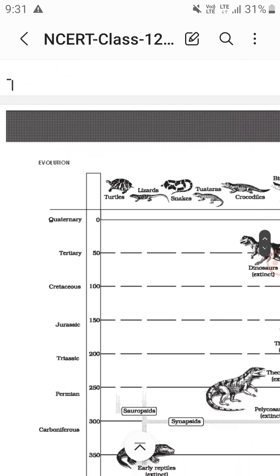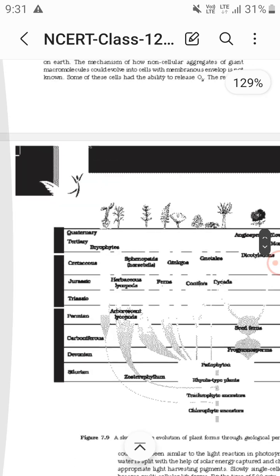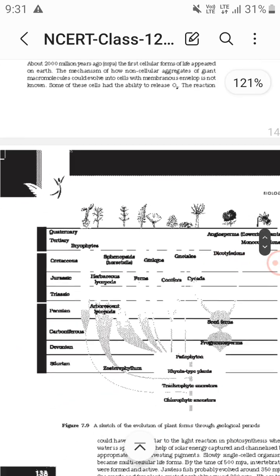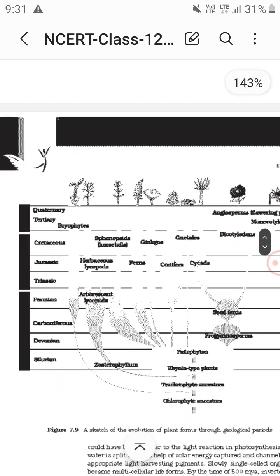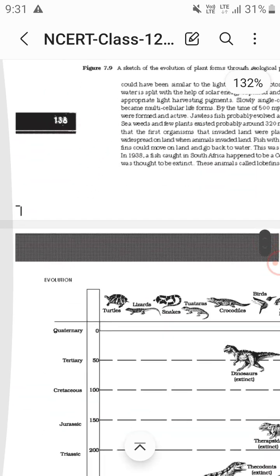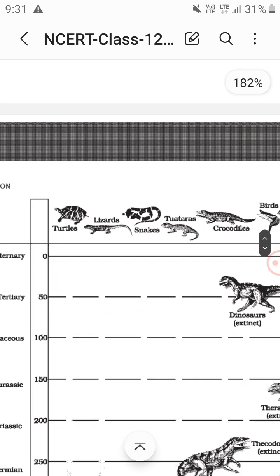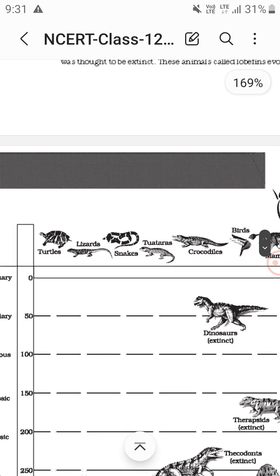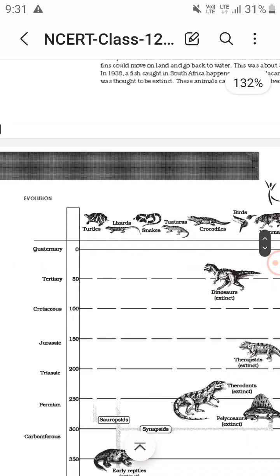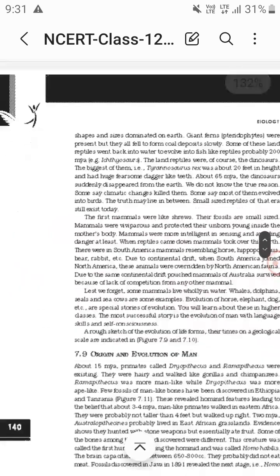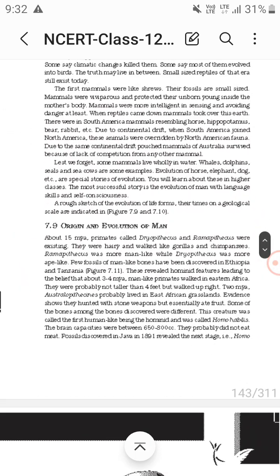From the Carboniferous period, animals appeared, and earlier, in the Silurian, plants arose. Now from turtles to lizards to snakes to tuataras, then crocodiles, then birds and mammals. So this is the sequence. Next is the origin and evolution of man.